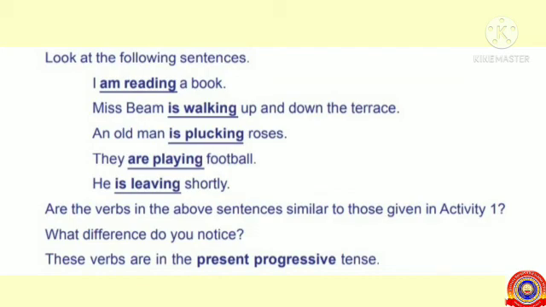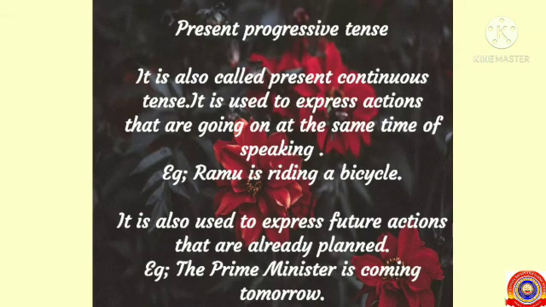Let's know about that. Present progressive tense. It is also called present continuous tense. It is used to express actions that are going on at the same time of speaking. Example, Ramu is riding a bicycle. It is also used to express future actions that are already planned. Example, the Prime Minister is coming tomorrow.